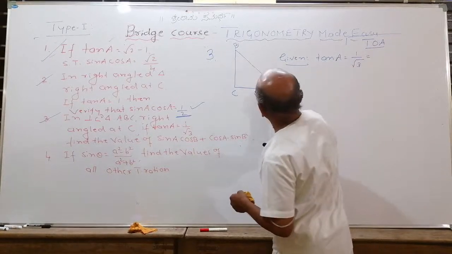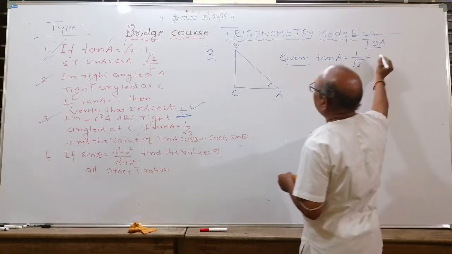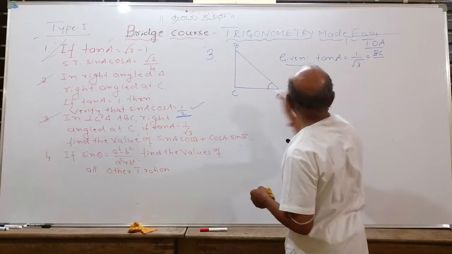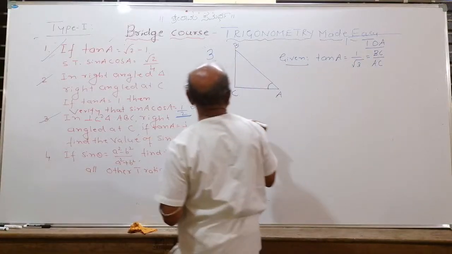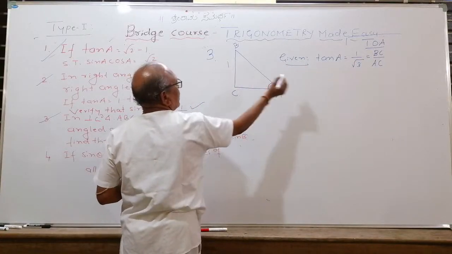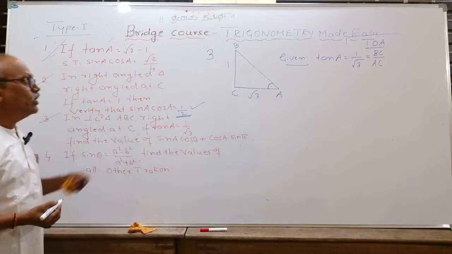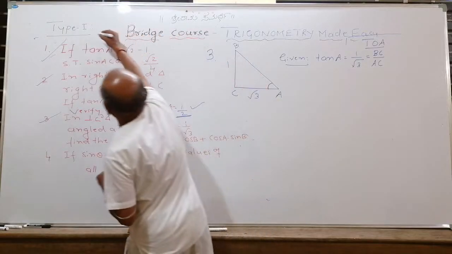What is opposite here? Opposite to reference angle A is BC, upon adjacent, which will be AC. Now you can write directly what BC is. BC is 1 and AC is root 3. Now you have to find out the hypotenuse square. Again you have to use Pythagoras theorem based on type 1 only.